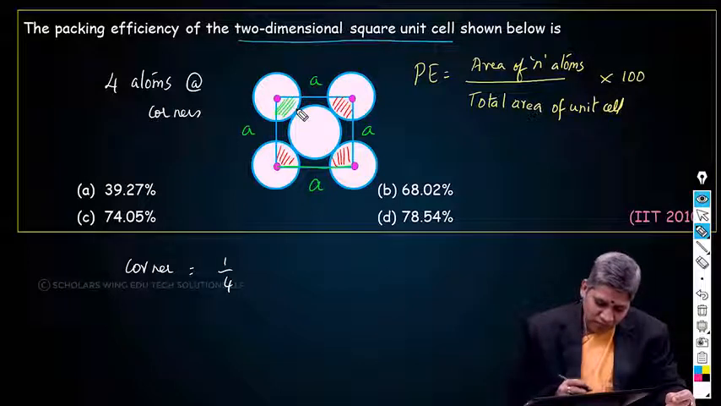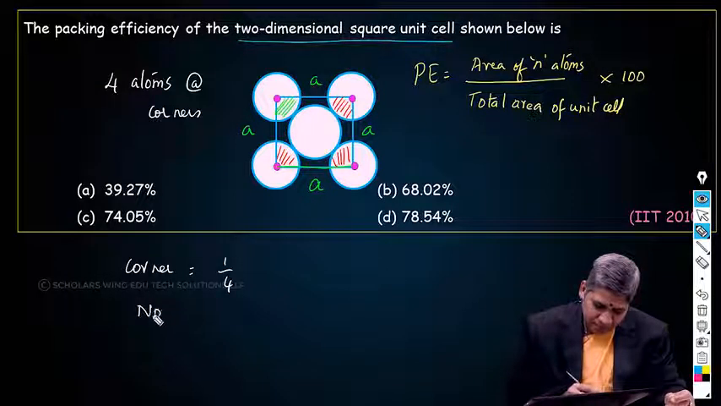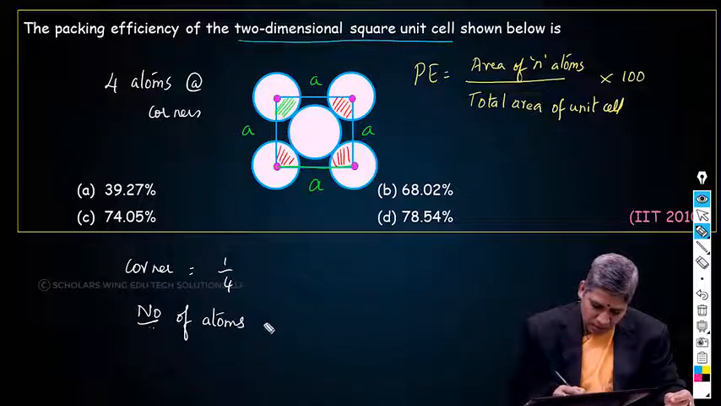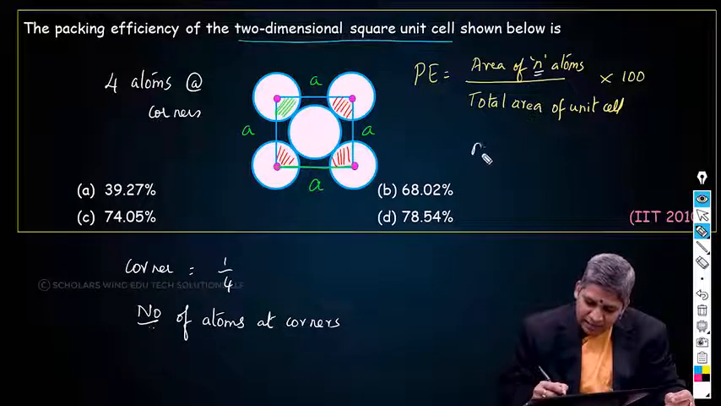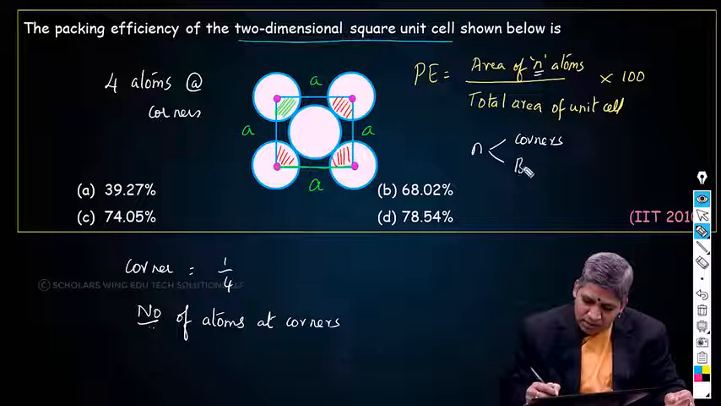But how many are there? Four. Therefore, number of atoms at corners. Why am I doing this? Because I need to find this n. To find n, I should know its position. Where are they? Corners, and also in the body center.